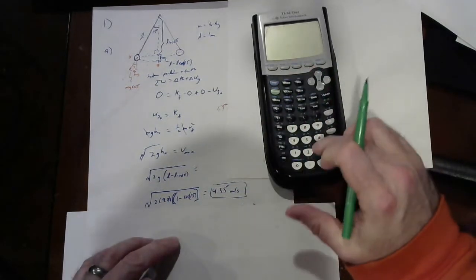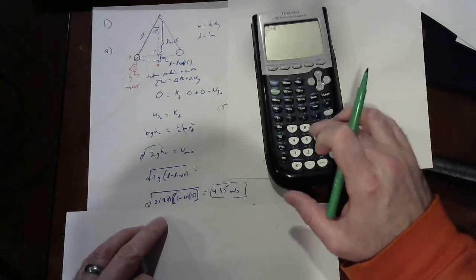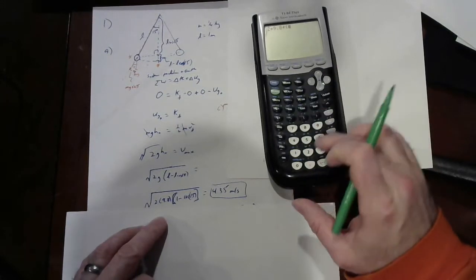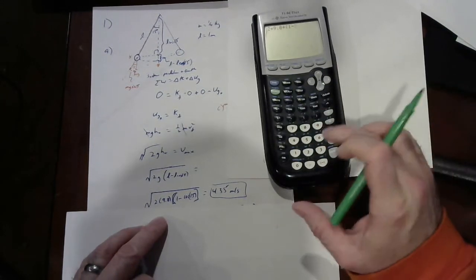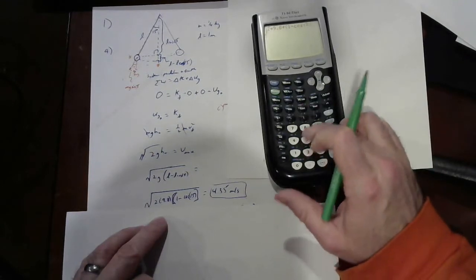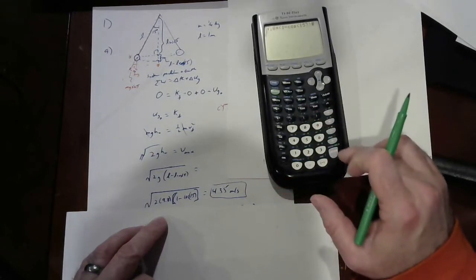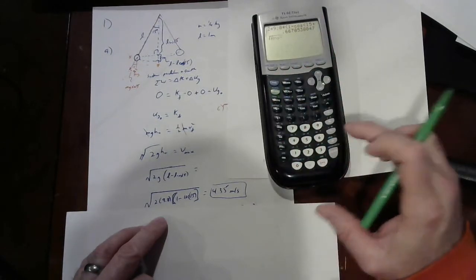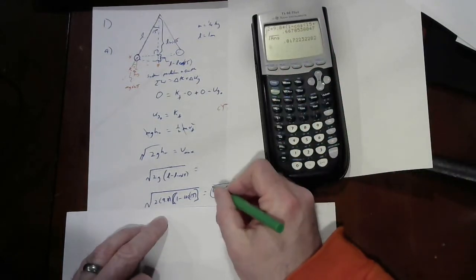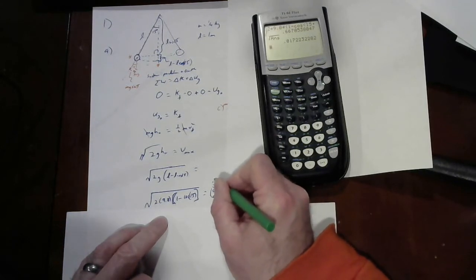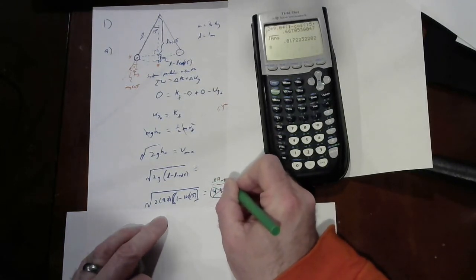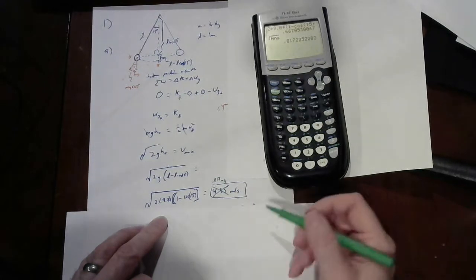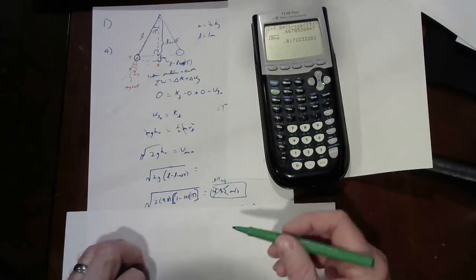Okay, so it's going to be, what do we got here? 2 times 9.8 times the quantity 1 minus cosine 15. Then we want to take the square root of that. And I get 0.817 meters per second. Okay, so that's 0.817 meters per second. Okay, not 4.35. Okay, all right.